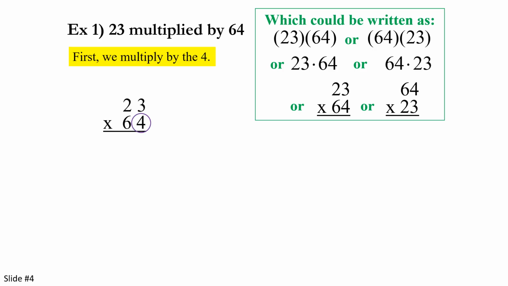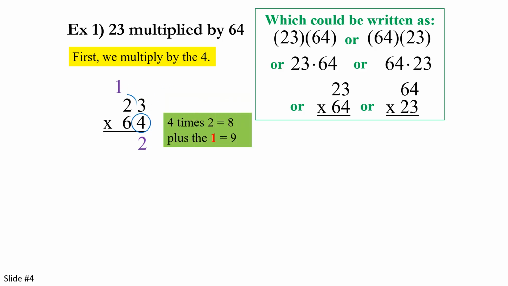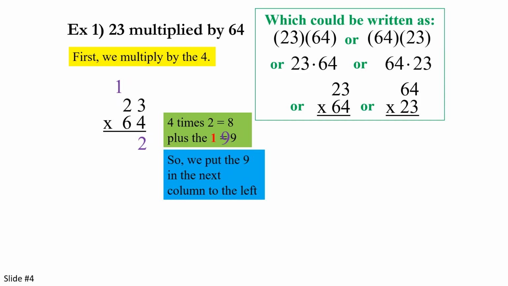First we multiply by the 4. The 4 is on the bottom, the far right. That's where we'll start. So 4 times 3 is 12. We put the 2 underneath the 4, and we carry the 1. Then we do the 4 times the 2, which is the next number over, which is 8, and then we add the thing we carried, which gives us the 9.